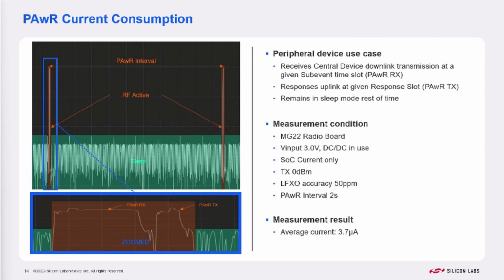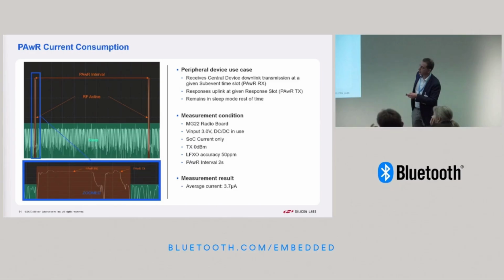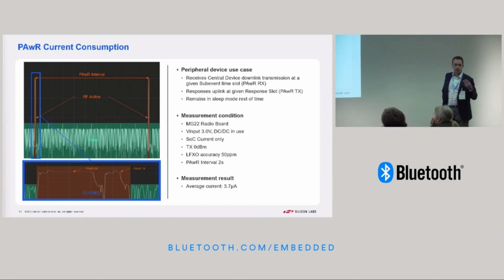Then there is a TX from the device, which is barely visible here because they're really close to each other. The rest of the time, the device is sleeping. Then you wake up again after the PAWR interval, sync your clock, and see if there are messages. In this case, we are using our Bluetooth radio board, and standard devices use DC, 3 volts.